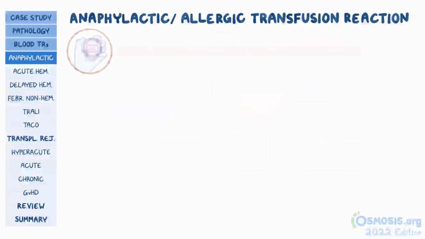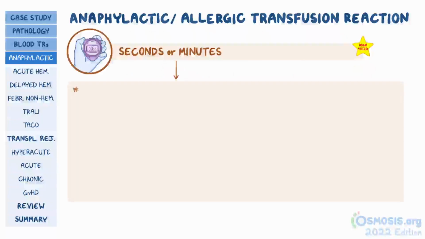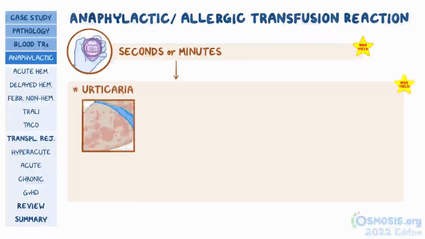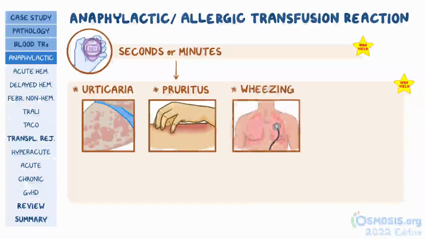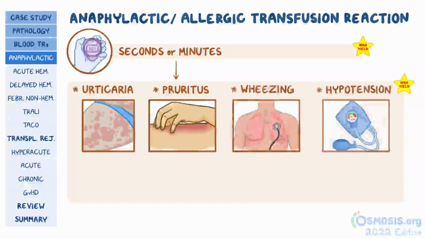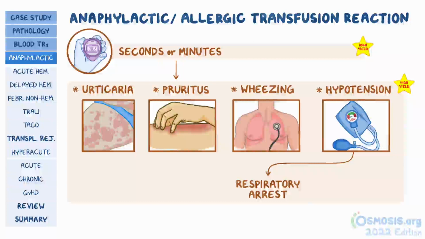As a result, within seconds or minutes of starting the transfusion, the recipient develops urticaria, which is a raised, pale rash with erythematous borders, accompanied by pruritus or itching, and fever, as well as wheezing or a whistling sound in the chest, hypotension or low blood pressure, which can potentially progress into respiratory arrest, meaning the individual may stop breathing, as well as anaphylactic shock, which is when the blood pressure is too low to maintain adequate tissue perfusion.